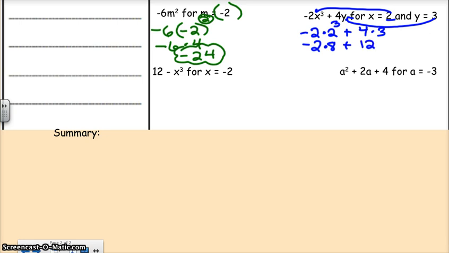And I just kind of evaluated that slide, which is negative 16 plus 12. Adding different signs, you take their difference. The negative is further away from 0, so it's negative 4.